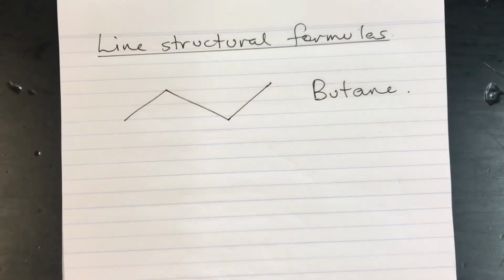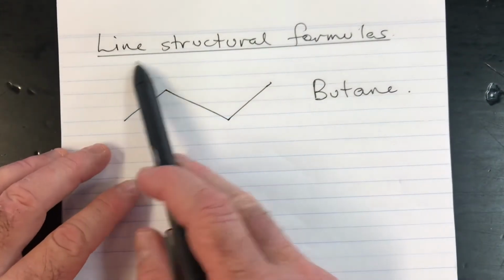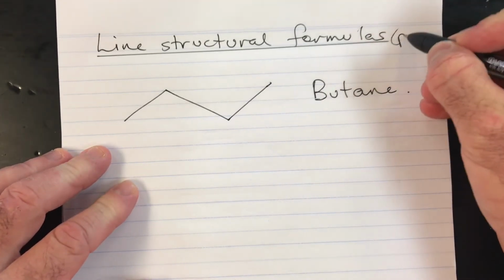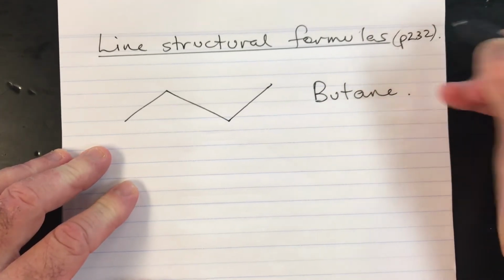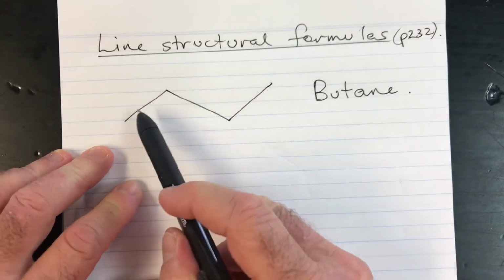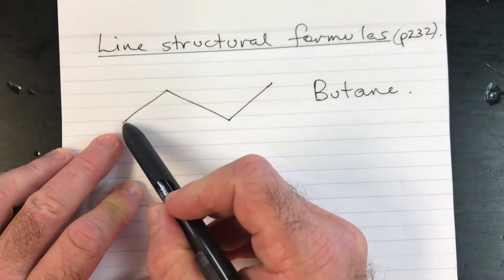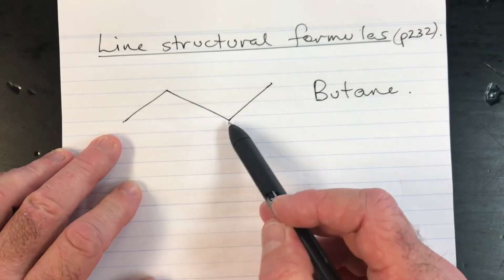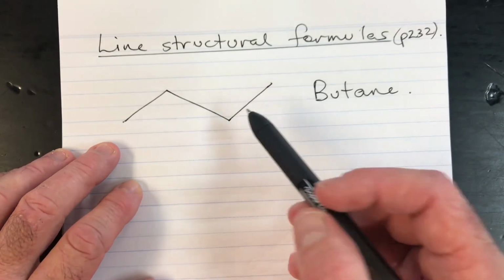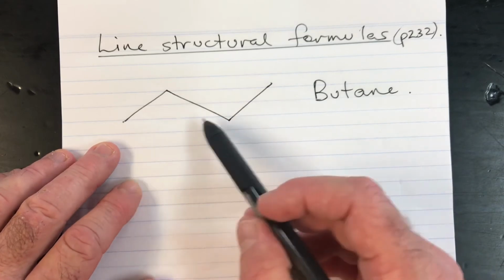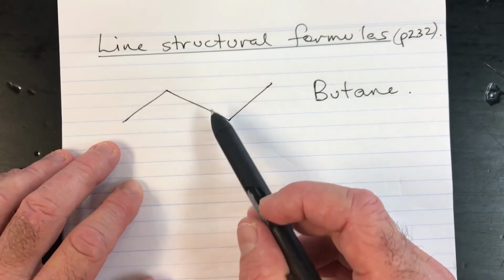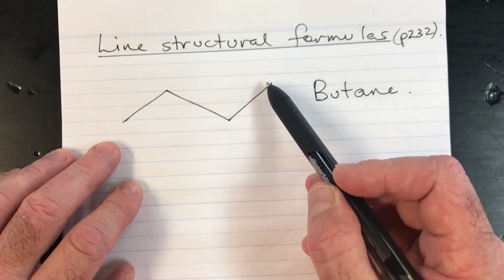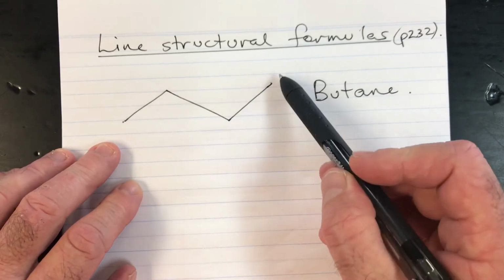What about the third type of structural formula, the line structural formula? And this is on page 232 as well. As you can see, this is an example of a line structural formula. It's called the line structural formula for obvious reasons. It's just zigzag lines. This type of structural formula provides information about the bonding, shows you all the bonds, and they show some of the atoms present.